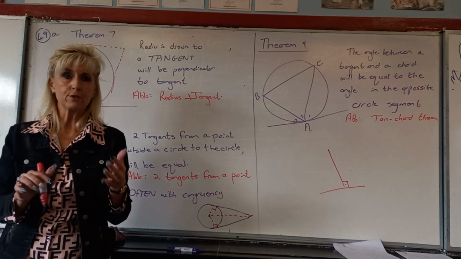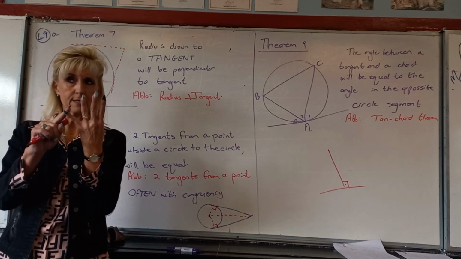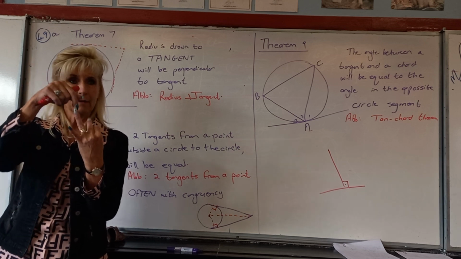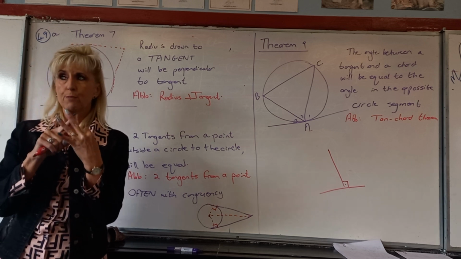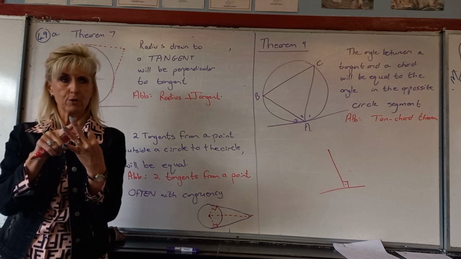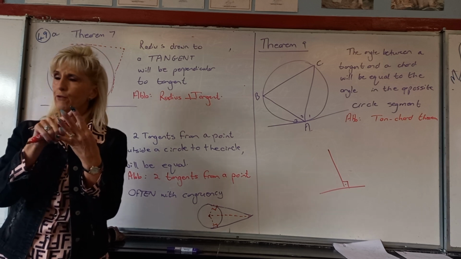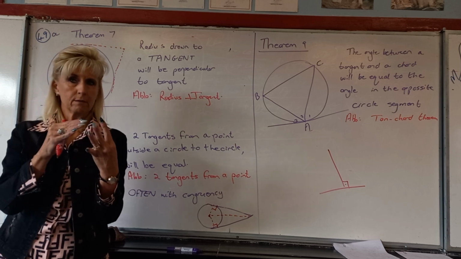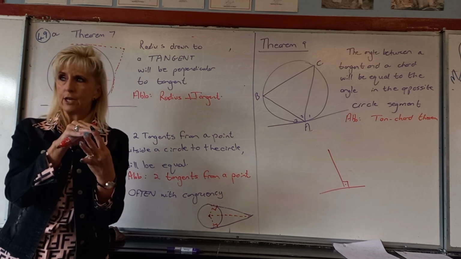And congruency means you've got to know your four reasons. Side, side, side. Side, angle, side, which means the included angle. Two angles and a corresponding side, not just any side, corresponding with the angles. And then the fourth one is just for a 90-degree triangle: hypotenuse, side, and 90 degrees.